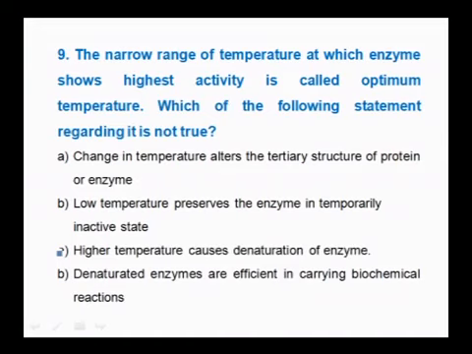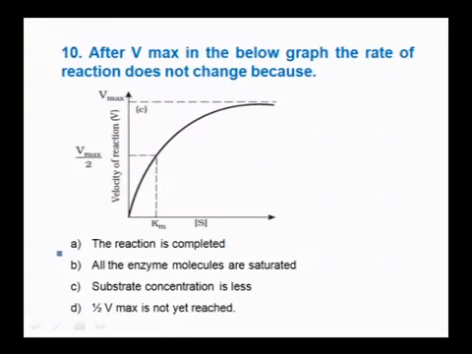Option A is true because proteins change their tertiary structure when they are exposed to different variations of temperature. When the enzymes are in low temperature, they become inactive. If exposed to higher temperature, they will undergo denaturation. Therefore, option D is not true. So the answer for this one is D, where denatured enzymes are efficient in carrying out biochemical reactions. This is actually not right. Denatured enzymes cannot carry out the biochemical reaction.